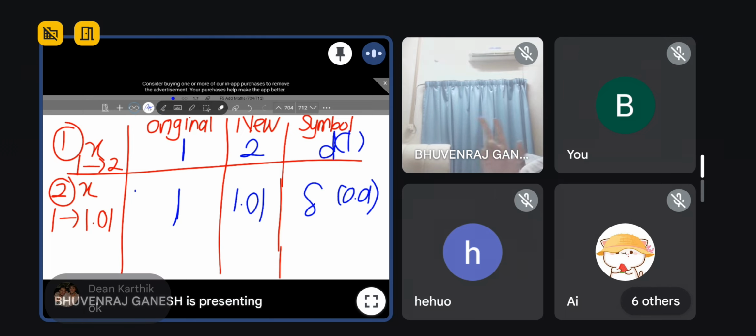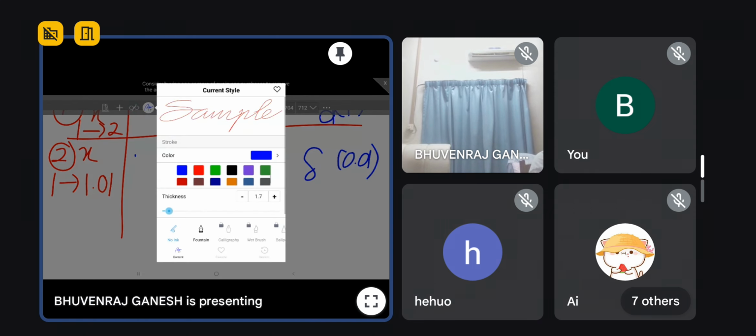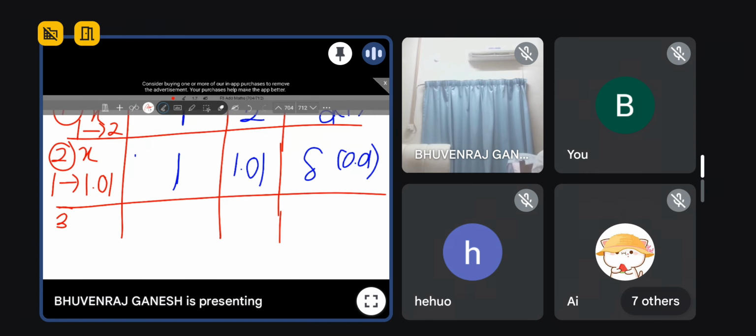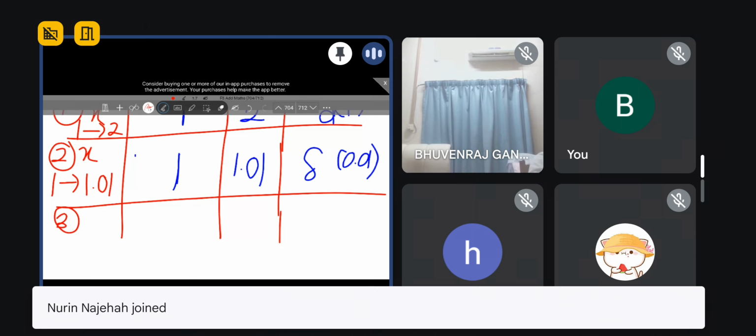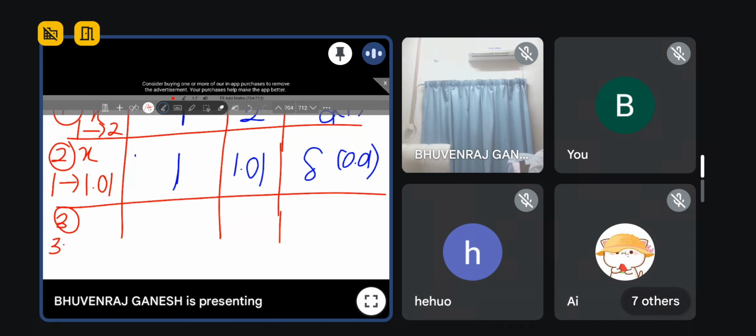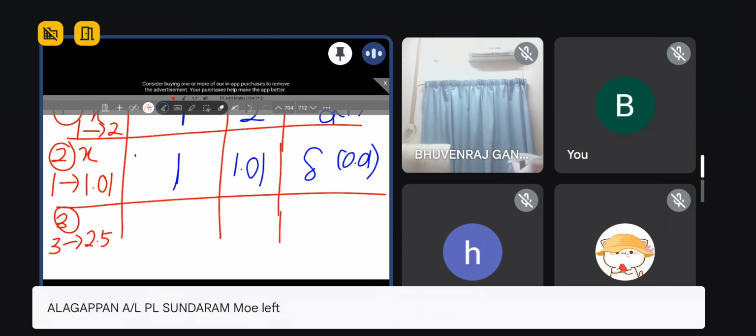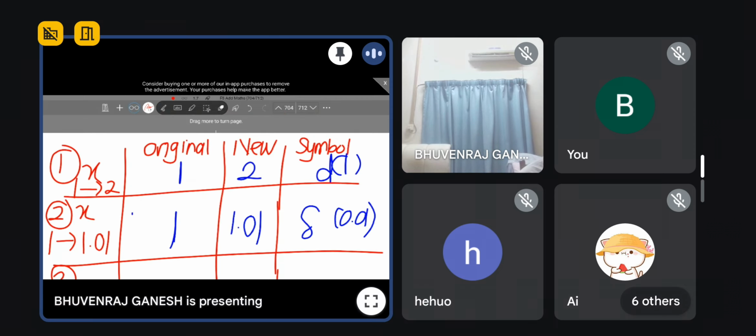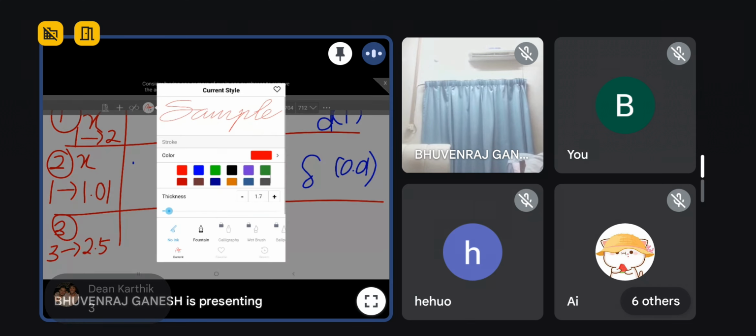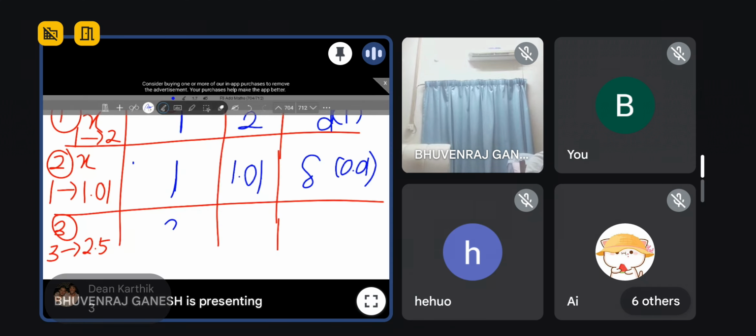Okay, so next one, let's say I give you third situation. Now let's say 3 pergi kepada 2.5. 3 go to 2.5. So apa nilai X sekarang kita guys yang asal? What is our original value of X? Yes, very good. 3. Apa nilai baru X? What is our latest value? Yes, 2.5. What is the change in the value of X guys? Apa perubahan nilai X kat sini?